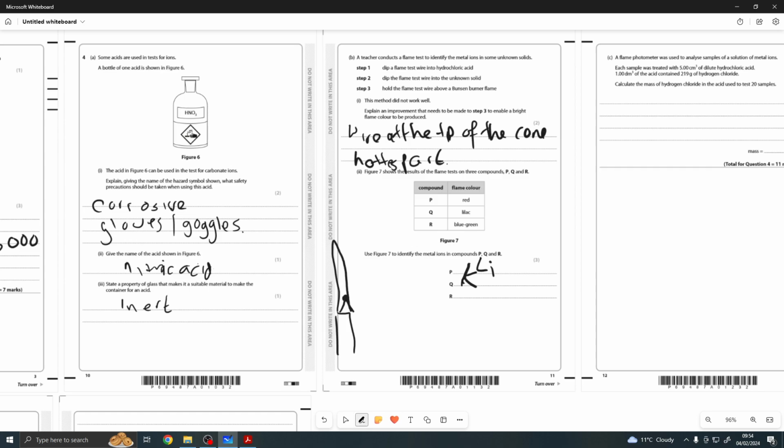K, that's potassium. R is copper, because it's blue-green. There we go, easy peasy.